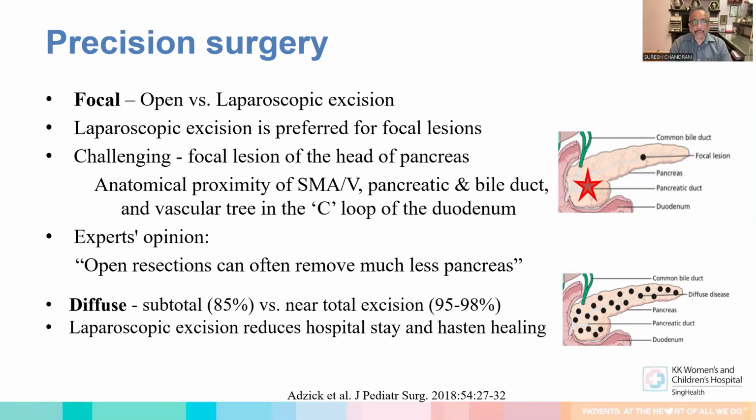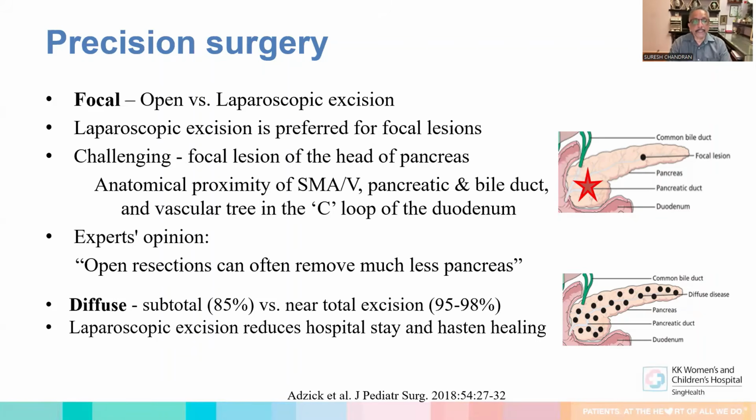For focal lesions, it is always better to do laparoscopic excision because it is the easier one with less scar and early discharge from the hospital is the higher priority. The challenge is always the focal lesion of the head of the pancreas using laparoscope. Anatomical proximity of all these major structures makes it really challenging to do this lesionectomy in the head of the pancreas.